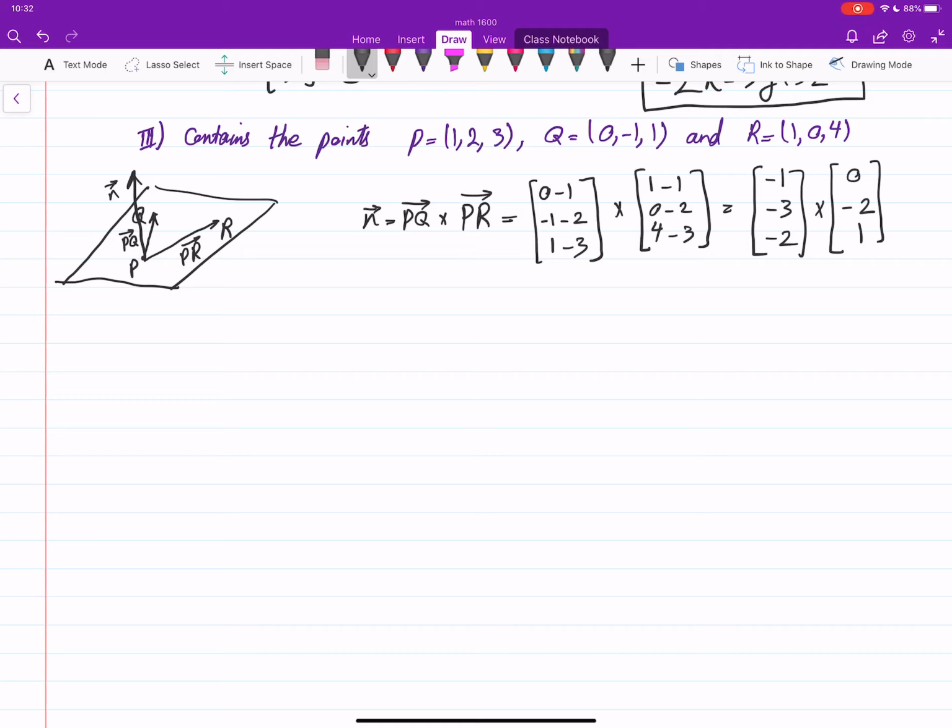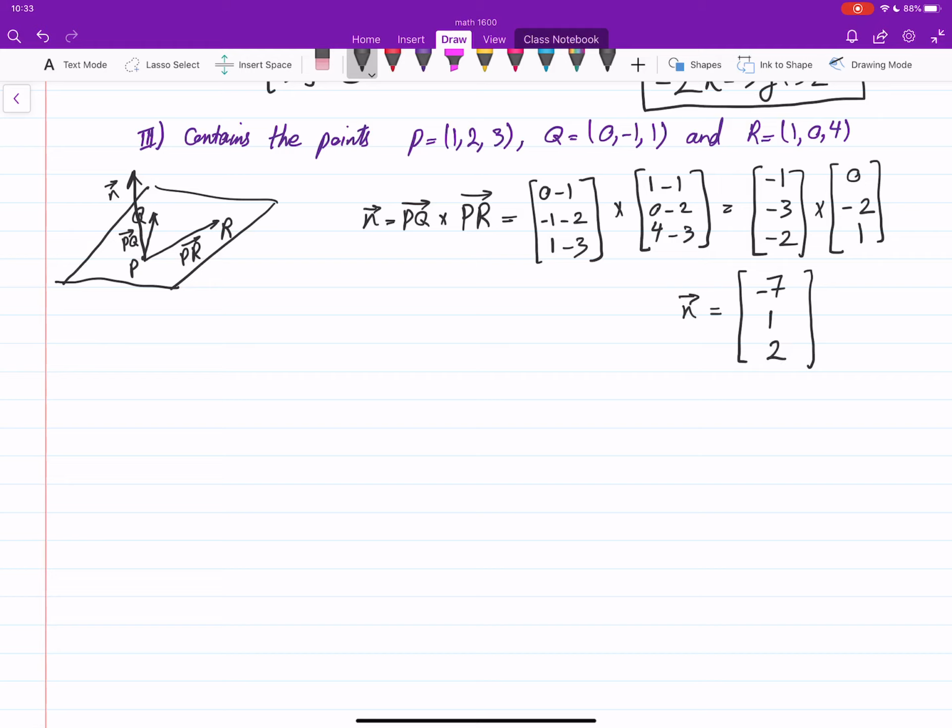Well, you do the cross product here. I won't do the details. Well, just quickly, -3, 2, -1, 0, -2, 1. Okay. -3 minus 4 will give us -7. Then -2 times 0 is 0, minus -1, which is 1. And then -2 times -2 is 2, minus 0 is just 2. So we found the normal vector.